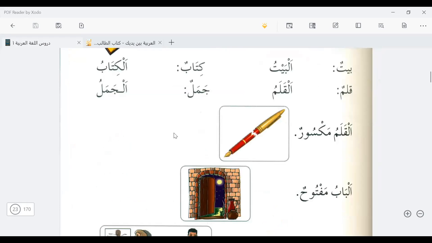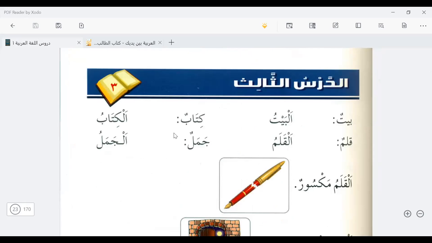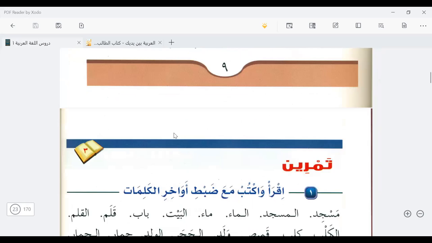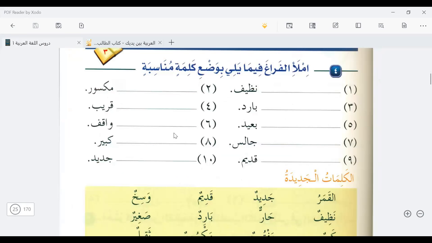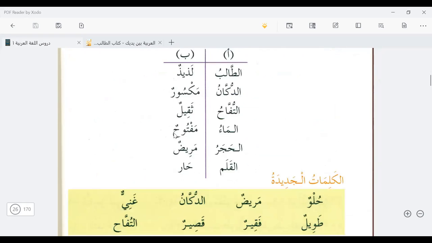So here we have already learned this in the book a second time. I think we have learned all this. The book has written it two times.